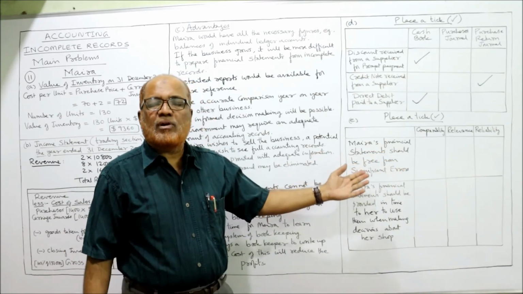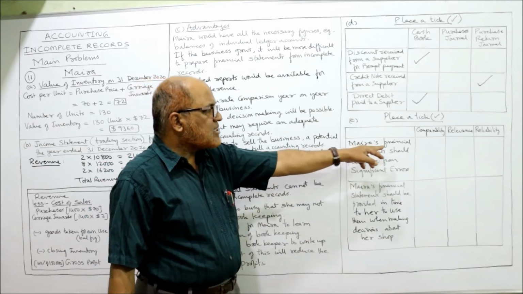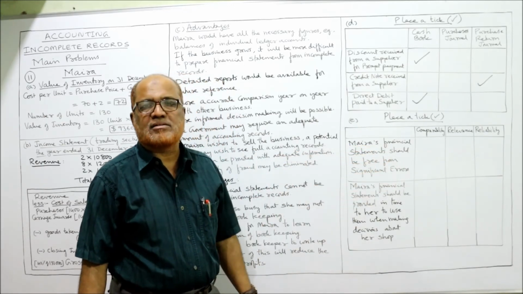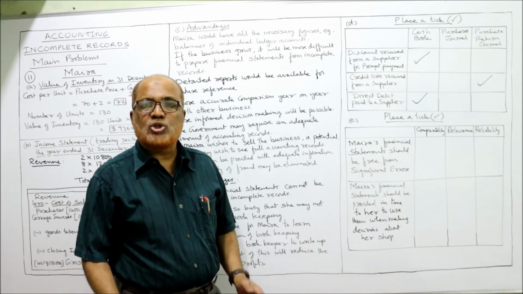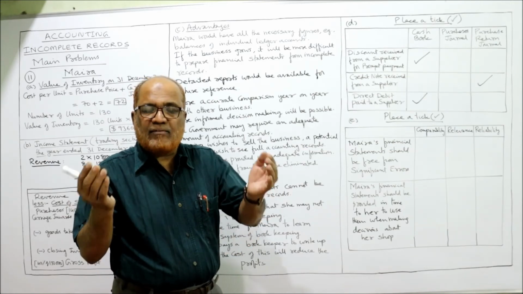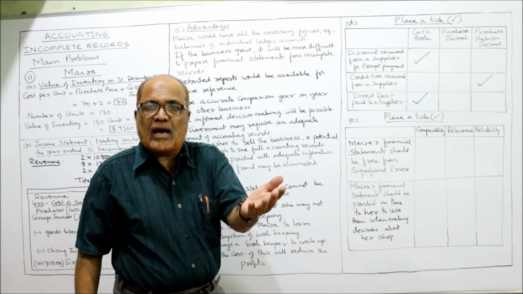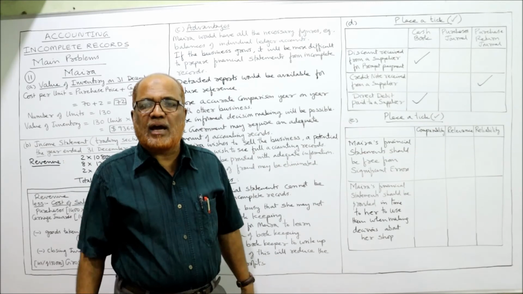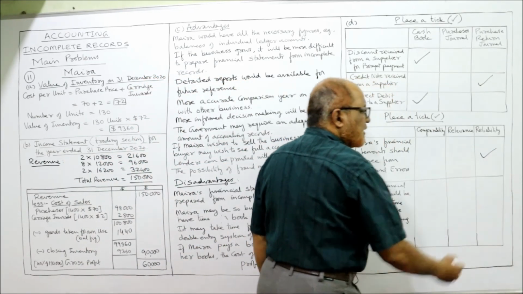Now, for each statement we have to see which objective is fulfilled. First, Myra's financial statement should be free from significant errors. Free from significant errors means it should be reliable. If the accounts have errors, they are unreliable. So if the accounts are free from errors, the accounts are reliable. So under reliability I will put a tick.